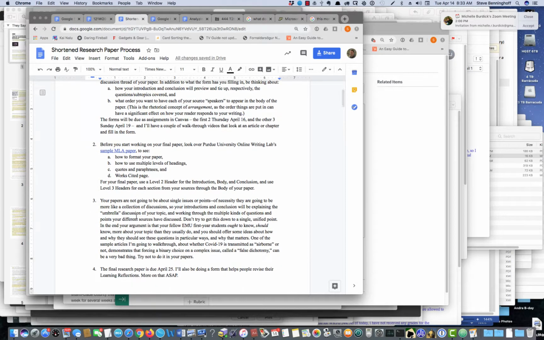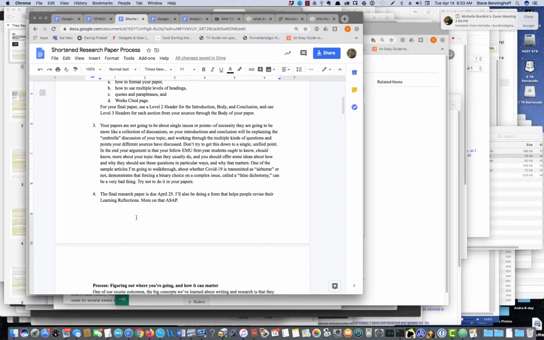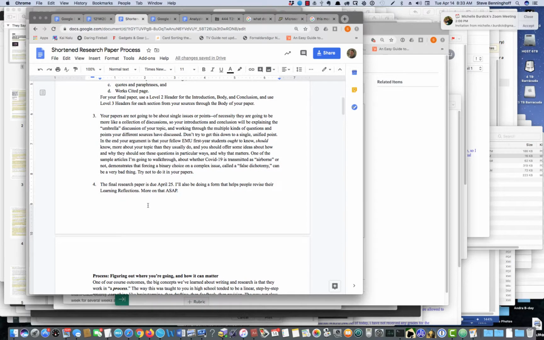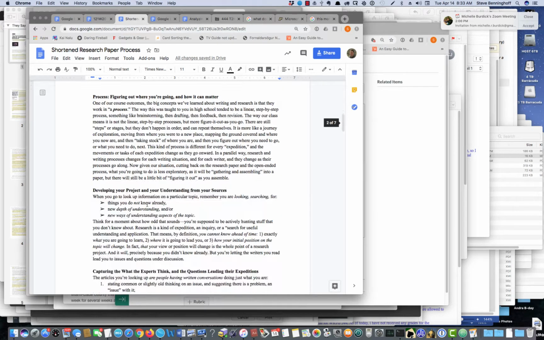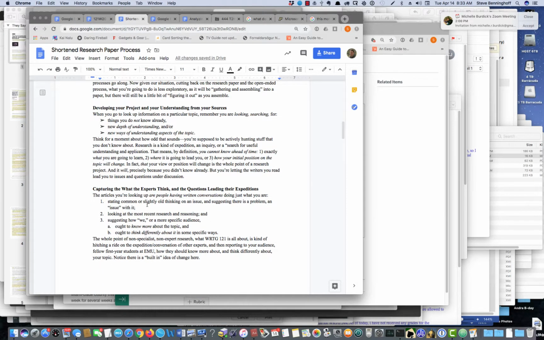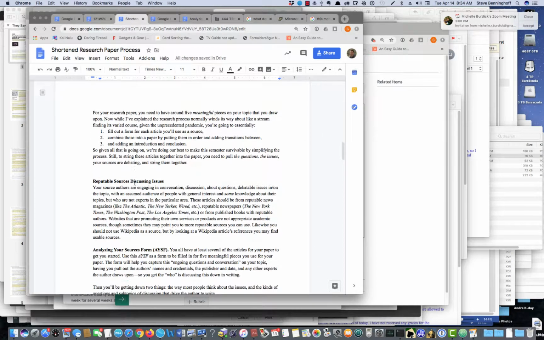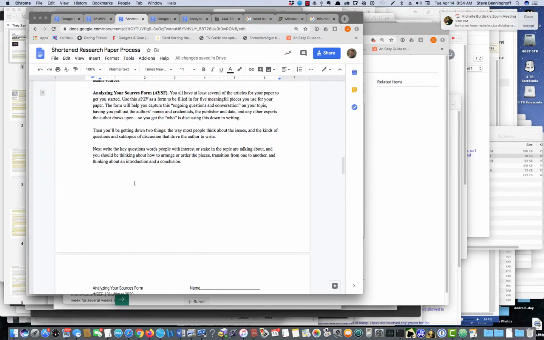But the purpose of this walkthrough right now is to get through how to use that form. So yeah, the final paper is due April 25th. Here's the explanation of how we're shifting our process, and it talks about how to use the form.